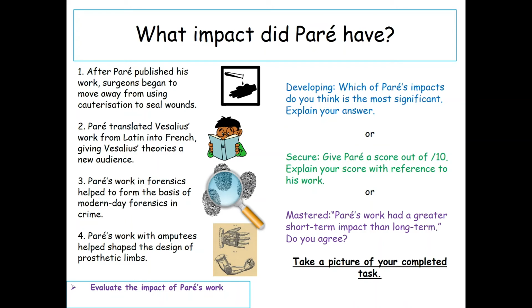So for our third learning objective, we're now going to evaluate the impact of his work. On the screen now are 4 impacts of Paré's work. Developing students, which of the impacts do you think is the most significant? Explain your answer. Secure students, give Paré a score out of 10. Explain your score with reference to his work.